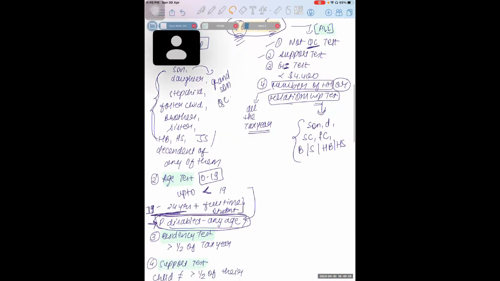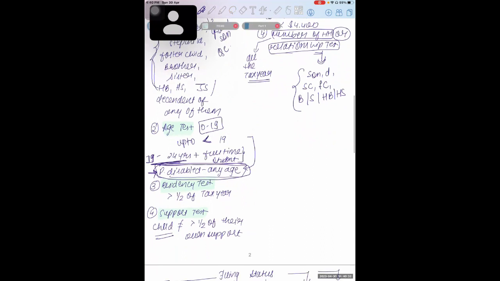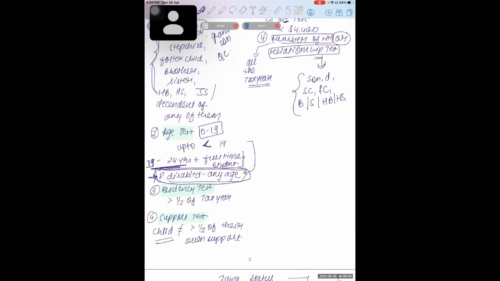Okay, let me take one example. You guys will answer this question. Let's say your mother received $2,400 as a social security benefit. See, this is an income, I can say, and $300 as interest income.